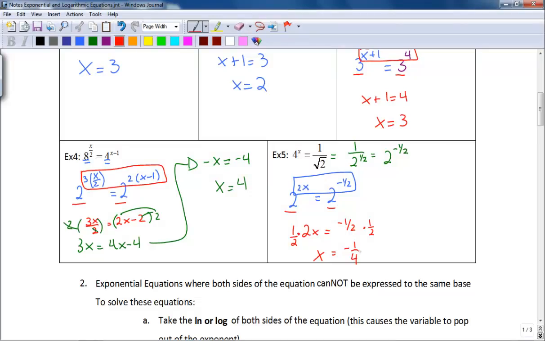So again, the very first way to solve exponential equations is to express both sides with the same base. Then we set the exponents equal to each other and solve for x. The next video is going to deal with the second type of exponential equations, which cannot be expressed with the same base.